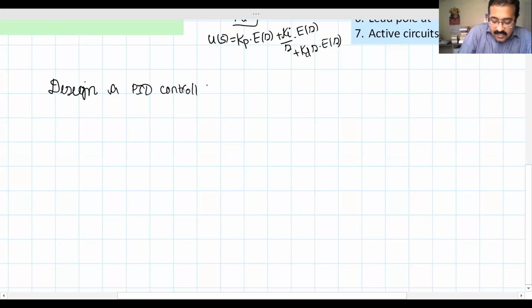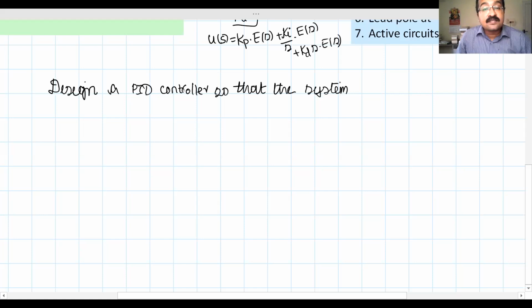Design a PID controller so that the system can operate, so that the system, which system? The closed loop system. That's the meaning. Keep in mind, the open loop plant is given to us. That is fixed. You cannot do anything with the open loop plant. So a suitable controller has to be designed along with the plant and put in the closed loop configuration. So that closed loop system, that is what we mean by the system. You should keep that in mind.